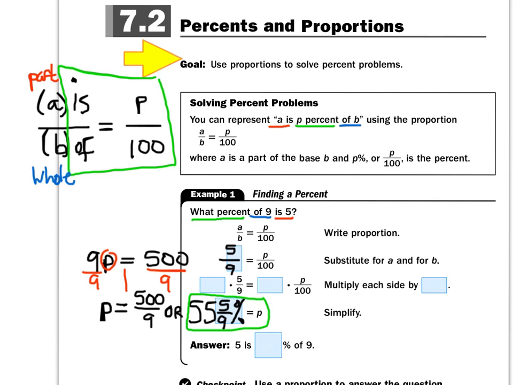Now your book wants to use the algebra way to solve it. I think we're just going to use cross products, so I did it on the side. 9 times P gives us 9P, then bring down the equal sign, and 100 times 5 gives us 500. And then we're going to circle the P, bring down the wall, then divide both sides by 9. So our percent is 500 over 9, or you could write it as a mixed number, 55 and 5/9%. Remember, don't forget when they said what percent, we have to answer them with a percent.